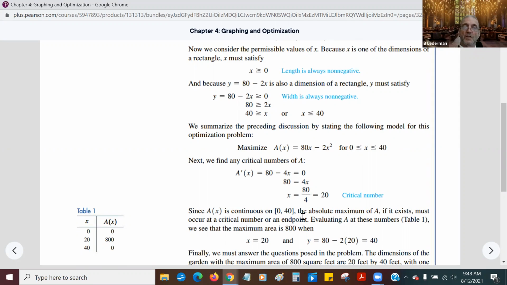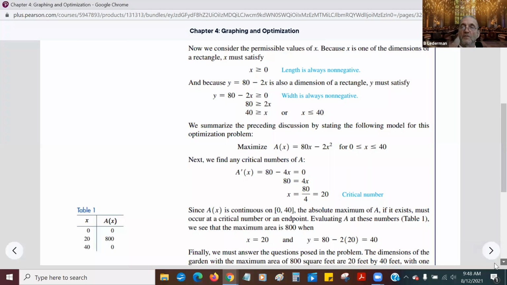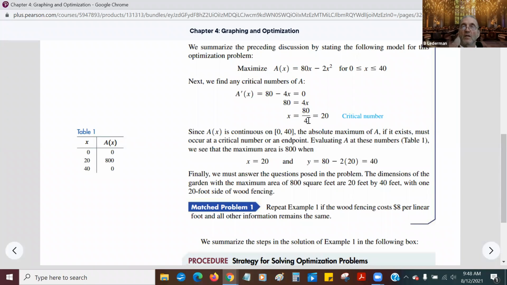And I know that the function A is continuous on the interval from 0 to 40. So the absolute max of A is either going to be x equals 20, or it's going to be when x is one of the endpoints. So if x equals 20, then y is equal to 80 minus 40, which is 40, and 20 times 40 is 800. And we must answer the question. So the maximum is 800.